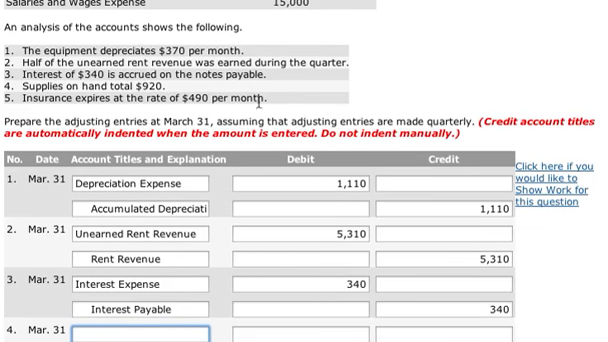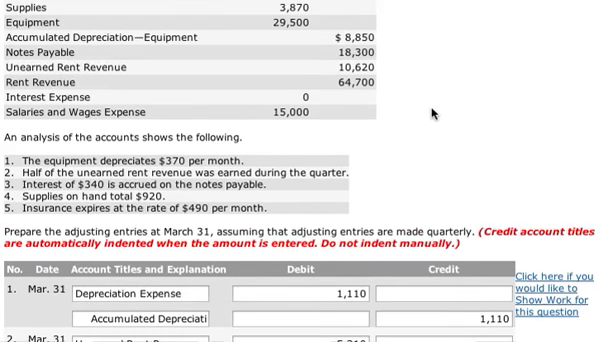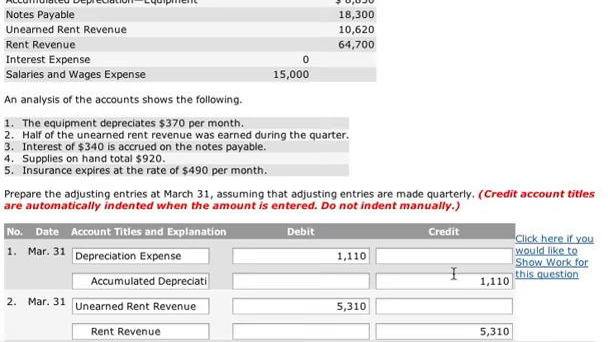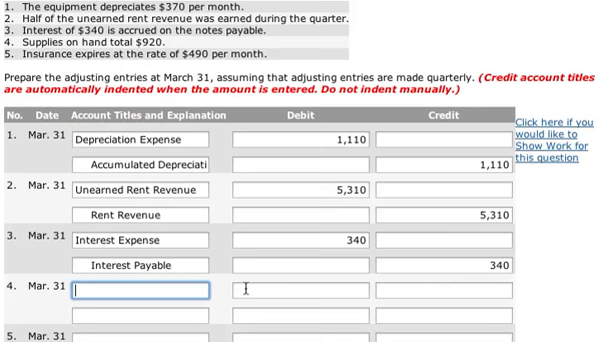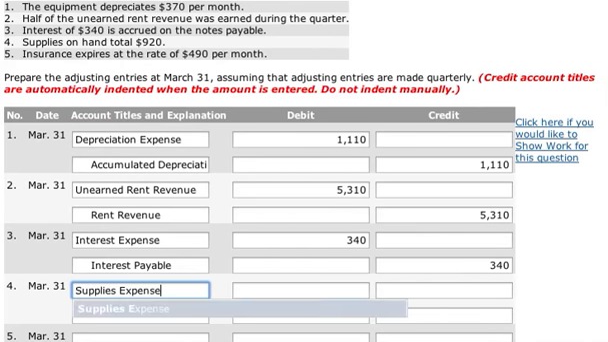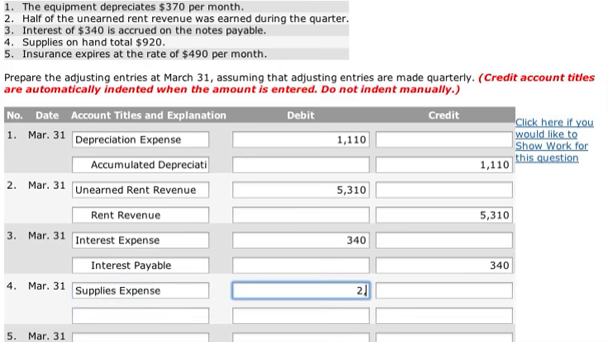Supplies on hand total $920. That is how much is left over. So we will need to subtract. Again, I'm going to use my phone, and I will take 3,870 minus 920. That gives us 2,950. So we will debit supplies expense for 2,950 and credit supplies.